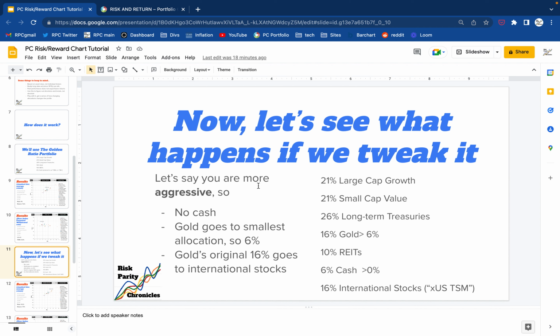So we're going to try here a slightly more aggressive version of the golden ratio. We're still going to keep this mathematical symmetry that Frank loves, but we're going to take out the cash. We're going to knock down the gold from 16% to the lowest allocation, which would be 6%. So basically gold is taking the place of cash. And that gold's original 16% we're going to put in international stocks. So let's see how that changes things.